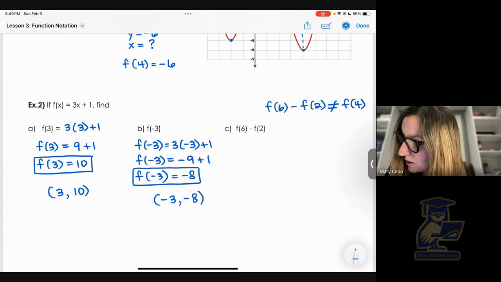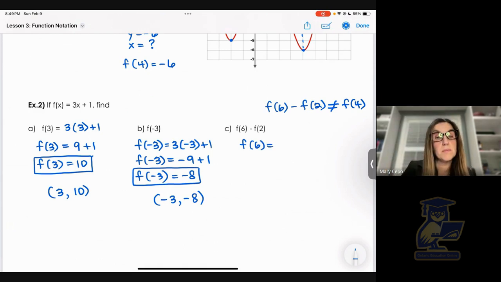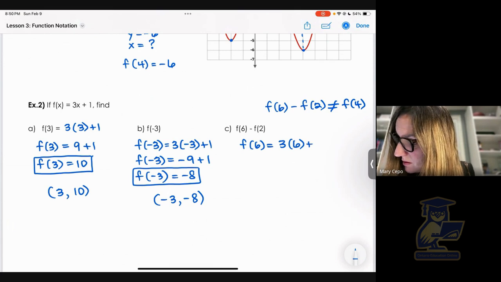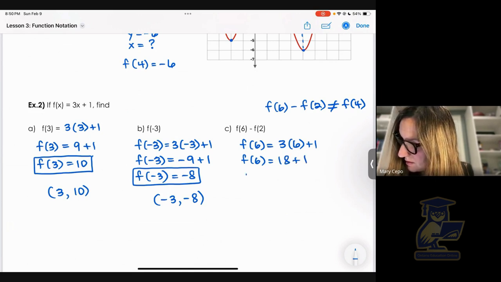Let's figure out what is f at 6. Meaning, when the input is 6, what is my output? So we're going to take 3 times 6 plus 1. F at 6 is equal to 3 times 6 is 18 plus 1. F at 6 is equal to 19.